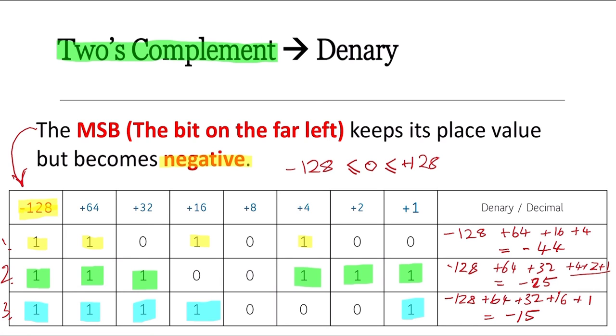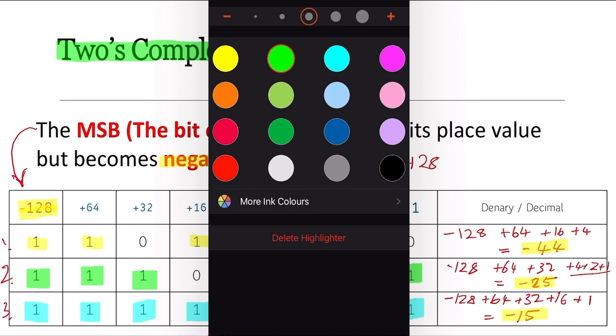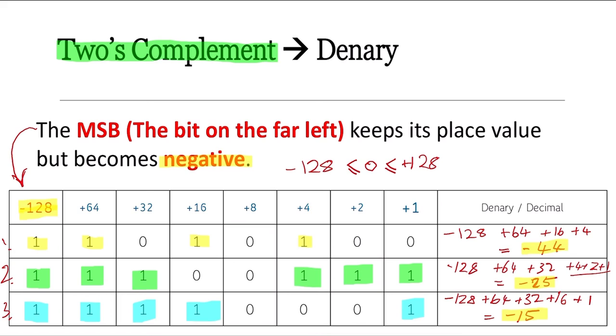You may have noticed that all of our answers here were negative. None of them were positive. So how do we make a positive number using 2's complement? It all depends on whether there's a 1 in this position or not. If there is a 1 under the negative 128 column, then you can't make a positive number. You're only going to get a negative number. If there's a 0, on the other hand, then your number will be positive.